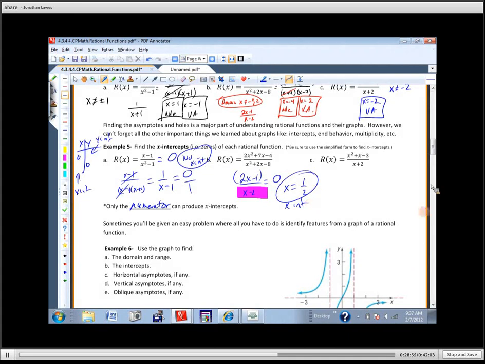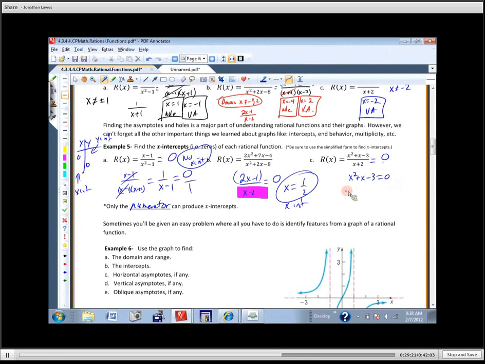Okay? And let's take a good look at this one right here. This was the simplified version. What's the only part of this that could make it equal to 0? Just the numerator. So when does x squared plus x minus 3 equal 0? Let's see, that's a quadratic. How do we normally solve a quadratic? Okay, we factor it if we can factor it. If you can't factor it, then we use the quadratic formula.